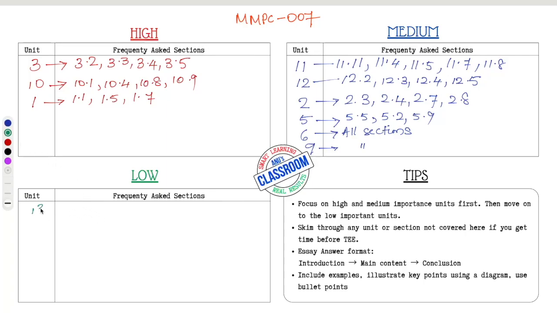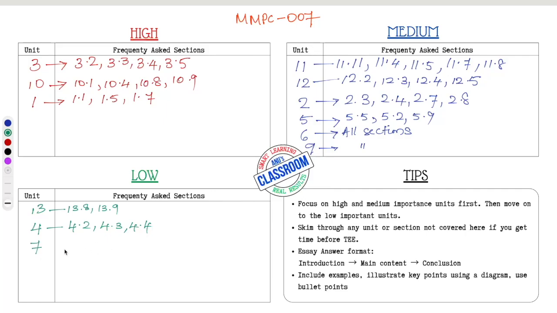Unit 13, that is Technology and Communication from Block 4, is of low importance. Though questions have come from most sections, if you cannot focus on all sections, focus at least on 13.8 and 13.9. From Unit 4, this is again a low importance unit. You can focus on 4.2, 4.3 and 4.4 first before any other section.